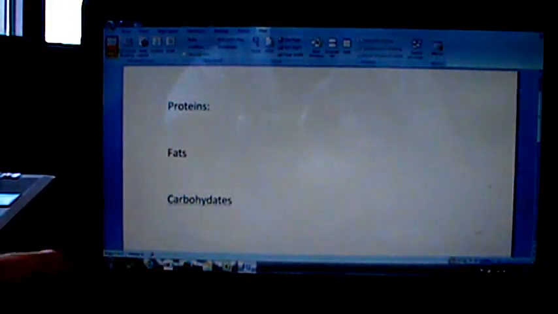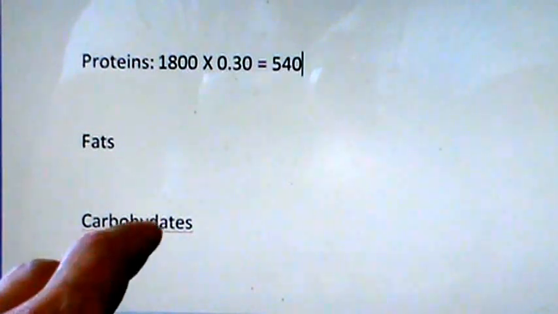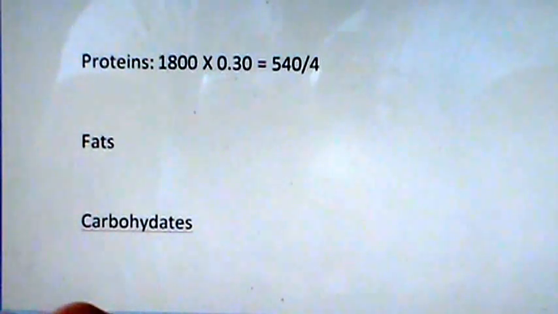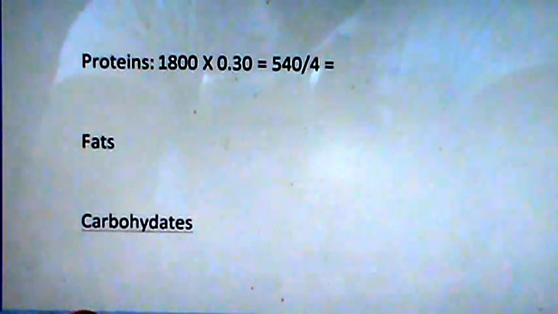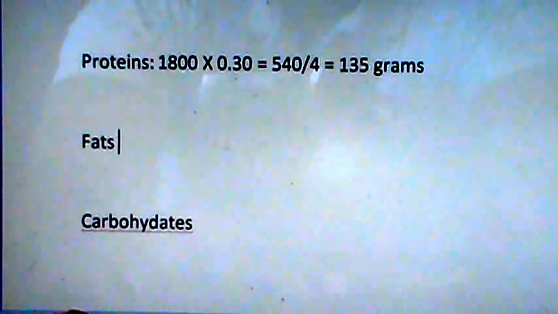Okay, so let's take a look at an example here. We're going to look at an 1800 calorie diet. So with 1800 calories for protein, we're going to take 1800, we're going to multiply that by 30%, or 0.30, and we're going to get 540 from that, okay? And that's how many calories you need per day from protein. But we want to know how many grams you want. So you're going to take that number, divide it by 4 calories per gram of protein, and that's going to equal 135 grams. And that's how many grams you need per protein.